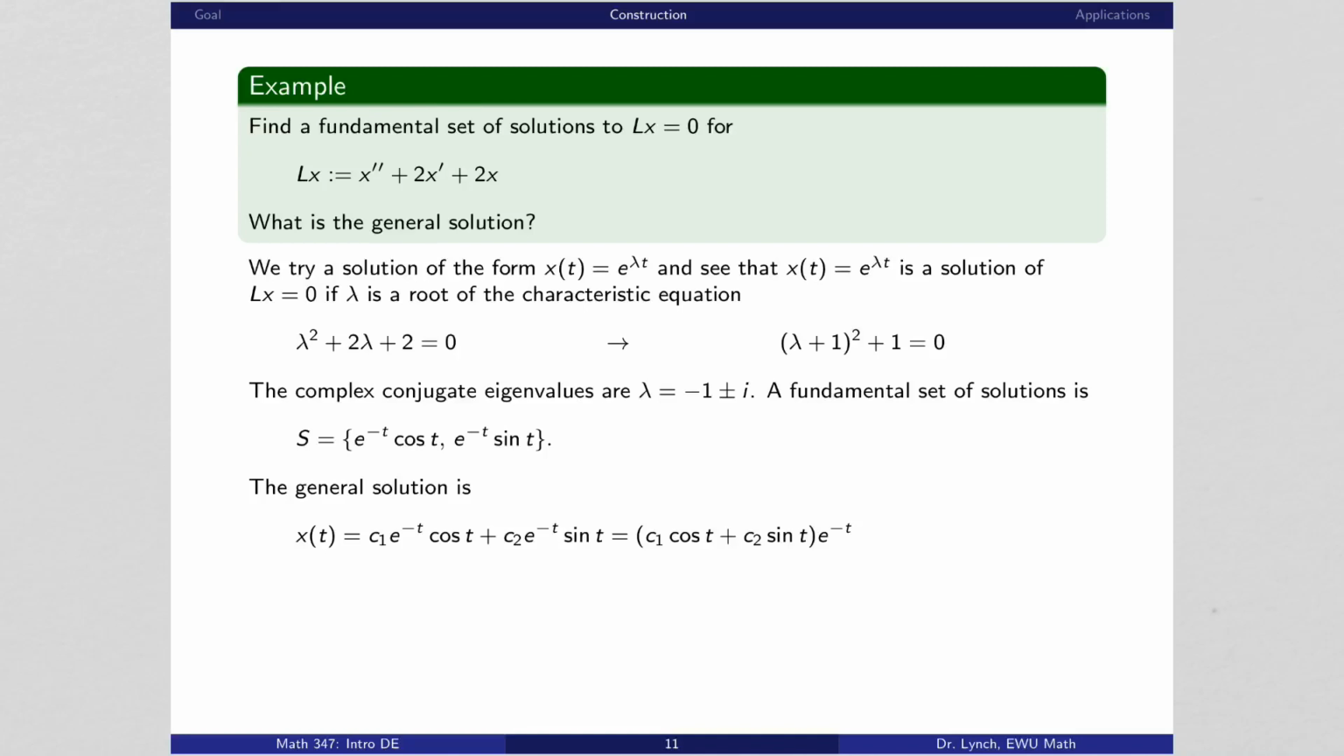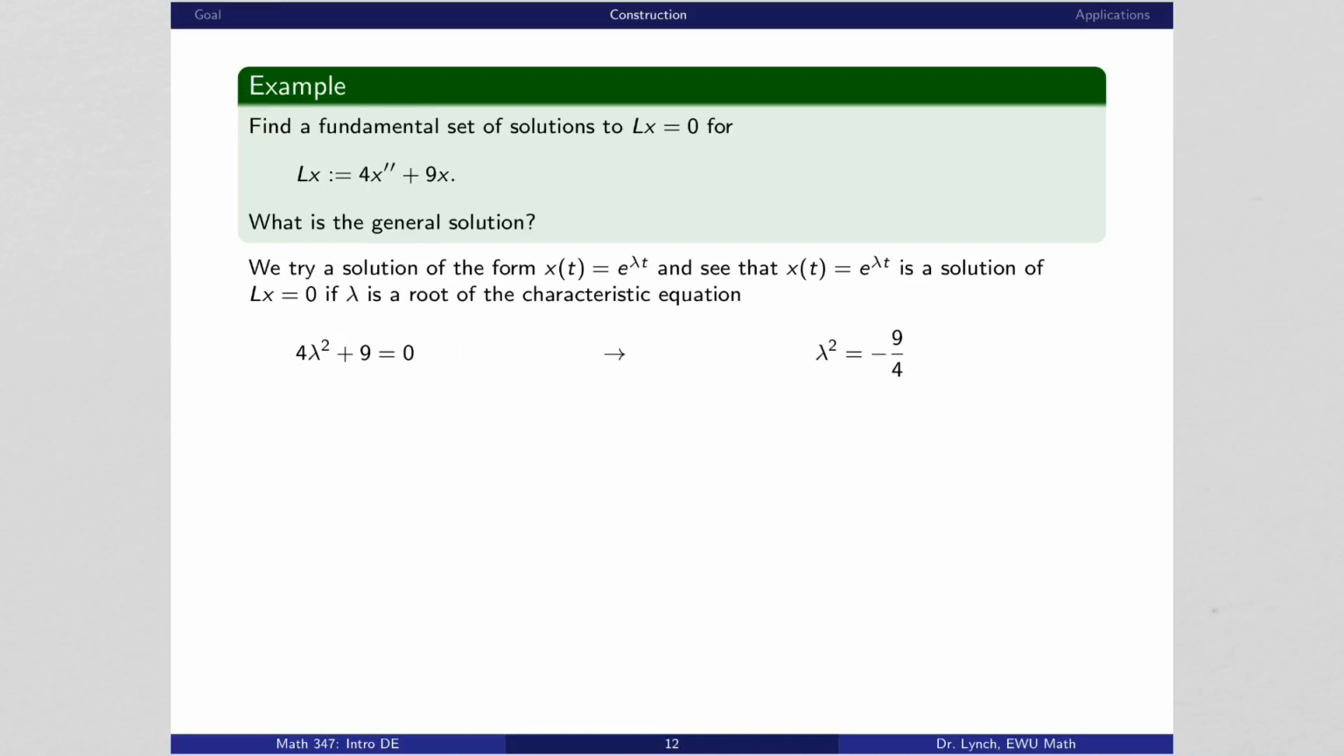Okay, one more example before we move on. Go ahead and have a look at a fundamental set of solutions for the differential equation 4x double prime plus 9x equals 0. Okay, same strategy as before. Try a solution of the form e to the lambda t and see that e to the lambda t is the solution of the homogeneous differential equation if lambda is a root of this characteristic equation, 4 lambda squared plus 9 equals 0.